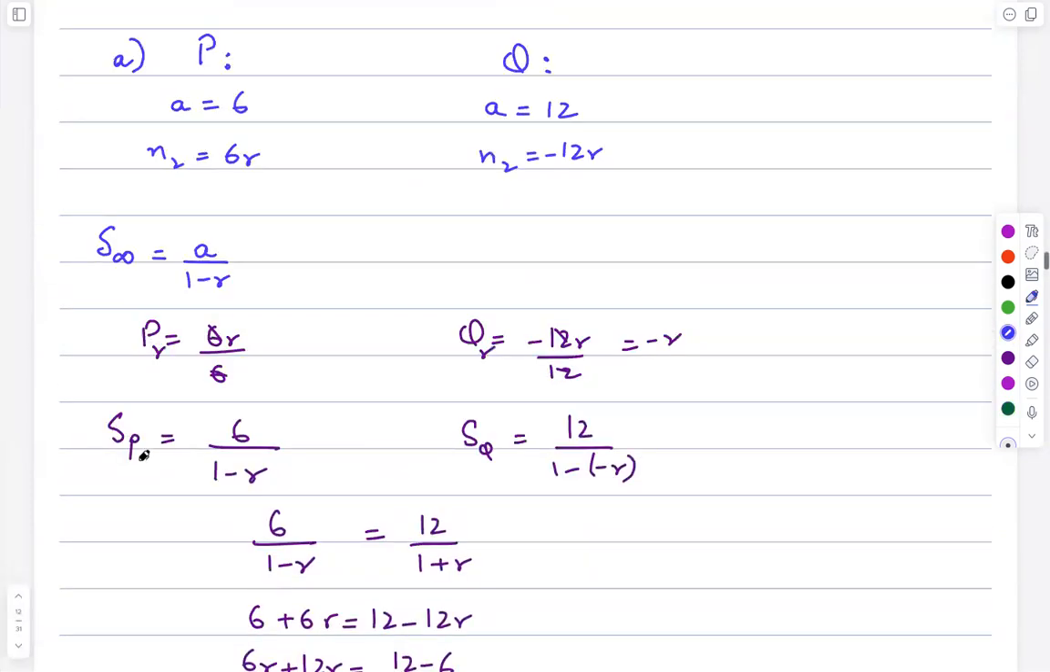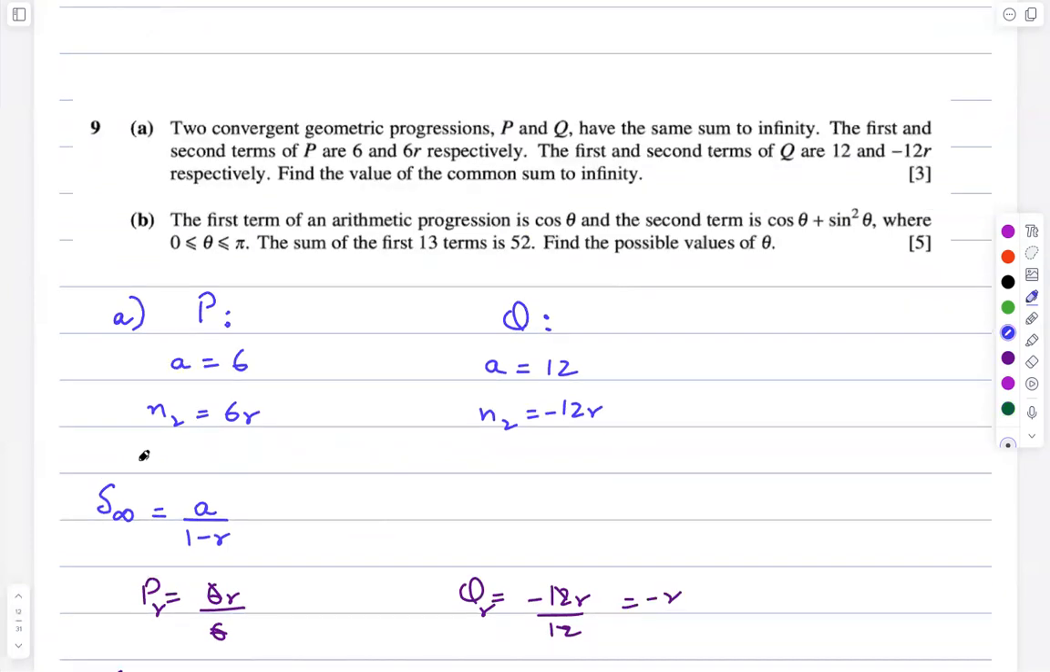In part 2, it says that the first term of an arithmetic progression is cos theta and the second term is cos theta plus sine squared theta, where theta is from 0 to pi. We have to find the sum of the first 13 terms. The sum of the first 13 terms is given as 52. We have to find the possible values of theta.